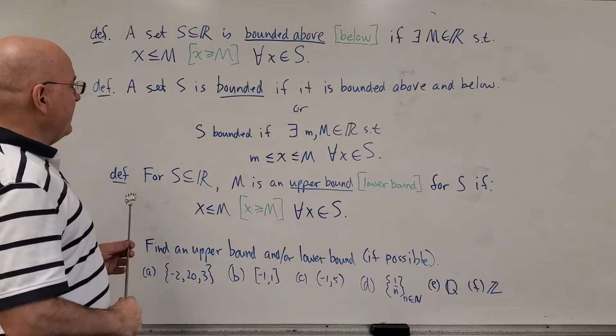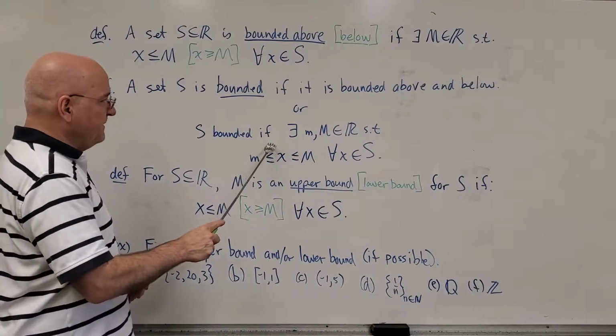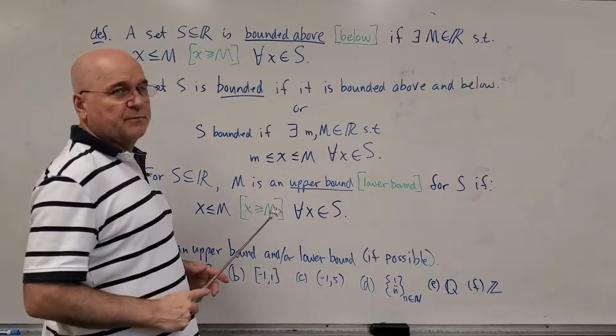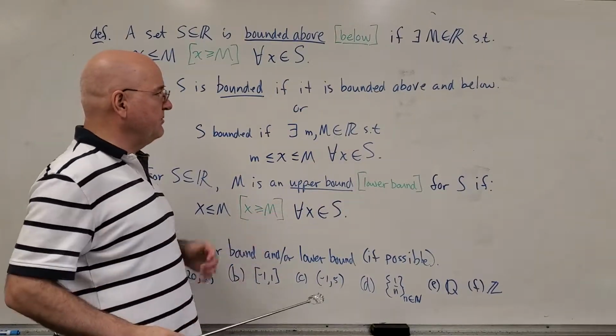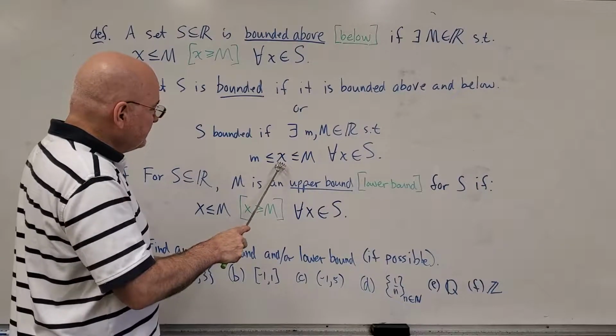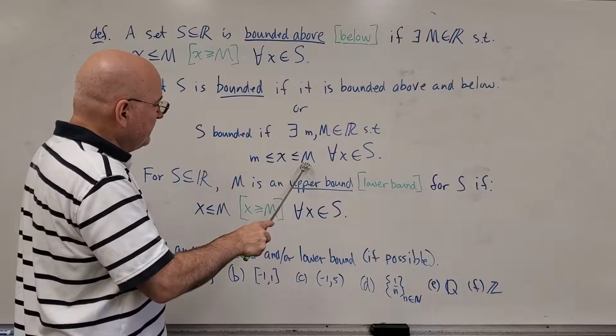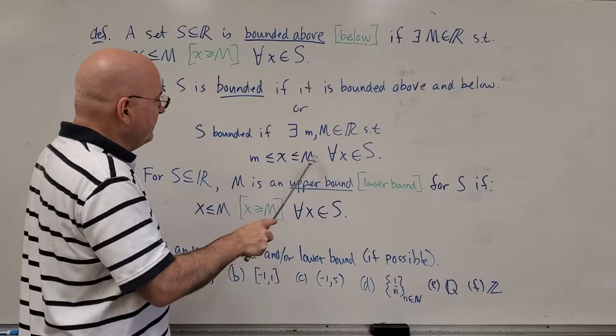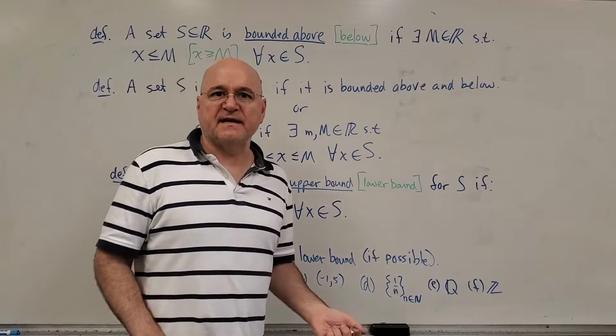Another way of saying that is S is bounded if there exist two numbers, little m and capital M, in the real numbers, such that x is between the two of them, less than or equal to the big one, greater than or equal to the small one, for all x in the set S.